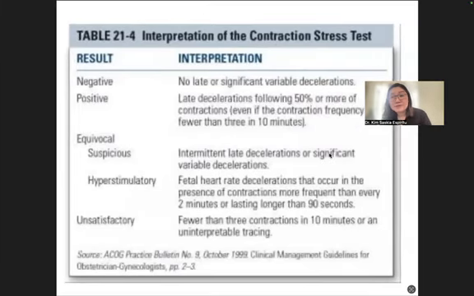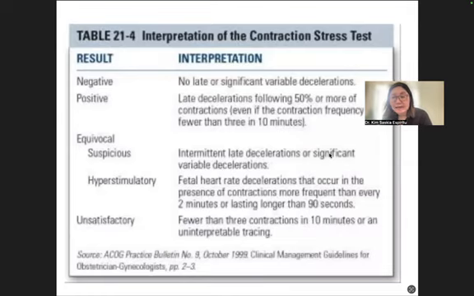So this is the interpretation. A negative means that even if there's a contraction, there is no late or significant variable deceleration. A positive CST is that there are late decelerations following 50% or more of your contractions, even if the contraction frequency is less than every 10 minutes. So if you have contractions in a 10-minute strip, and then you have late decelerations in 50% of your contractions, it's a positive CST.